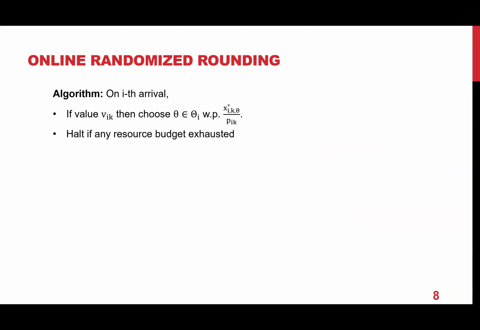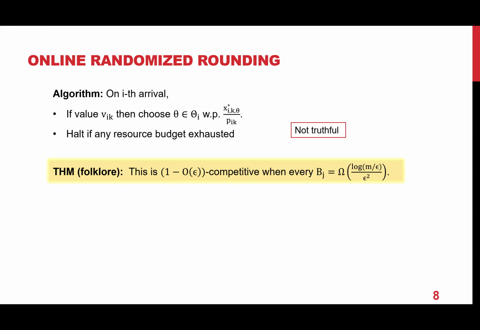The algorithm is basically: I take the LP solution. The LP will tell me, okay, this is the resource I want to assign to you. There are two situations. Either that resource still has budget, in which case you assign it, or the resource does not have budget, in which case I'm just going to stop the algorithm. I'm not even going to take any future request. And the claim is that it's a 1 minus epsilon approximation as long as every budget is roughly 1 over epsilon squared, up to this log factor.